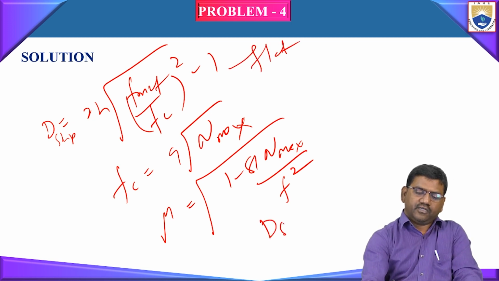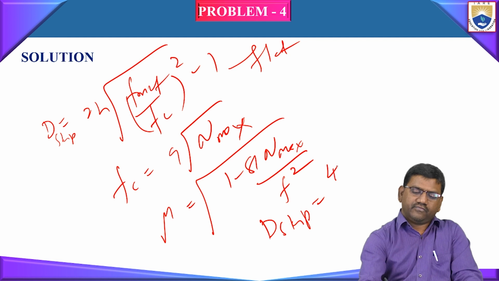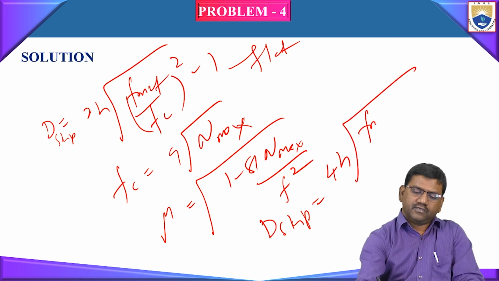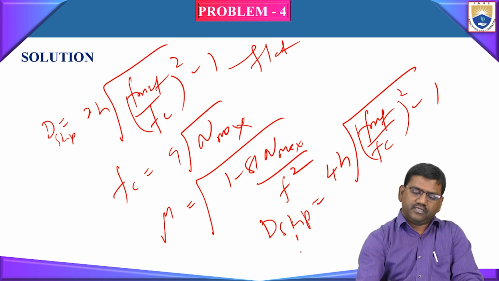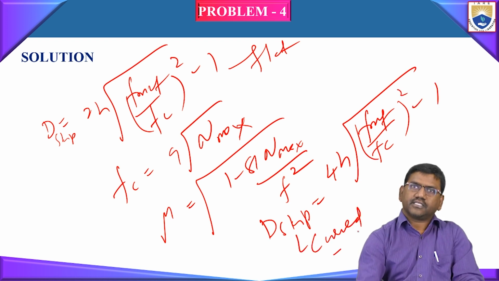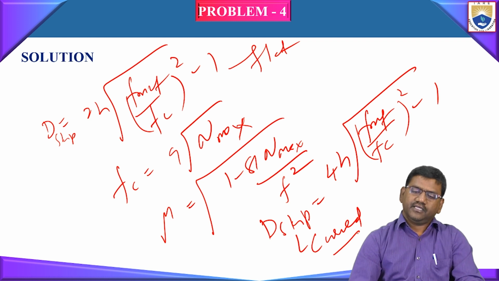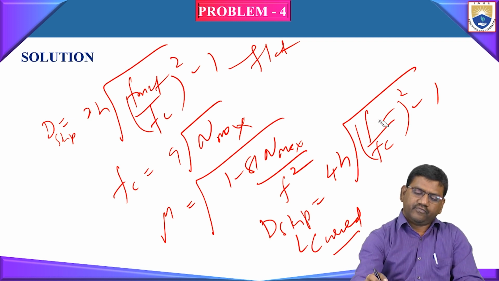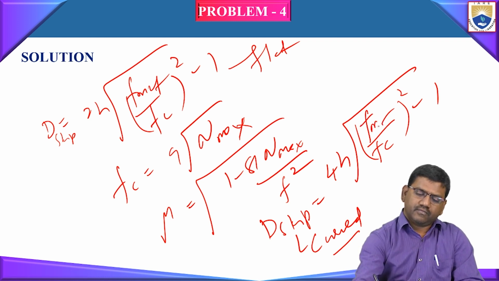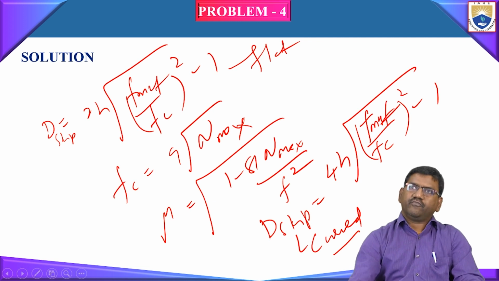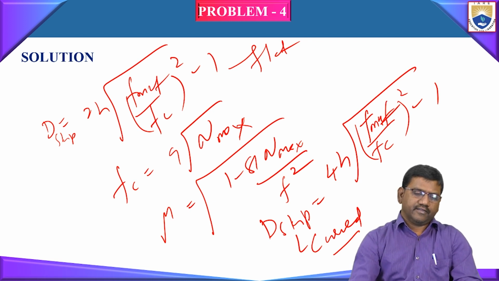Suppose we want to do it for curved earth, the formula is 4h into root of (f muf by fc) whole square minus 1. This is for curved earth here.